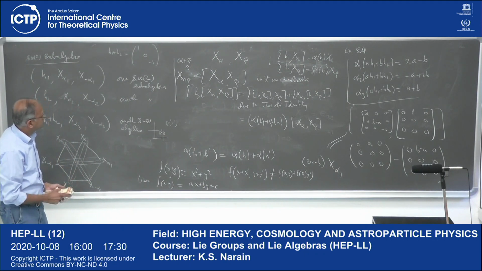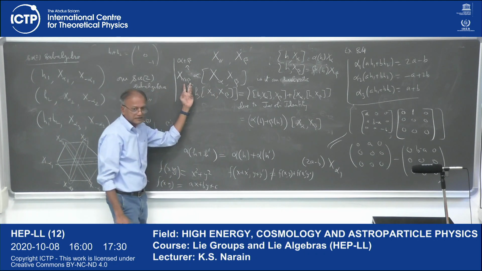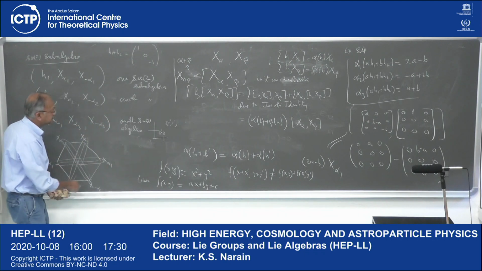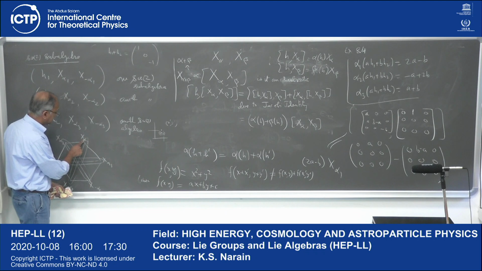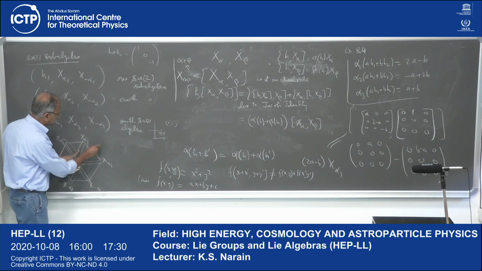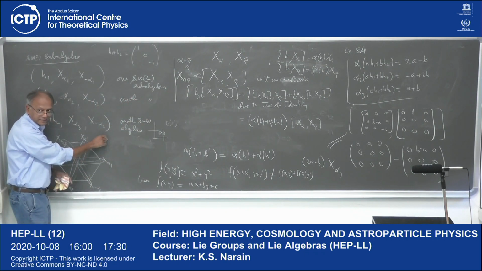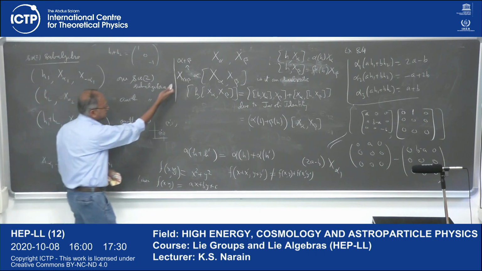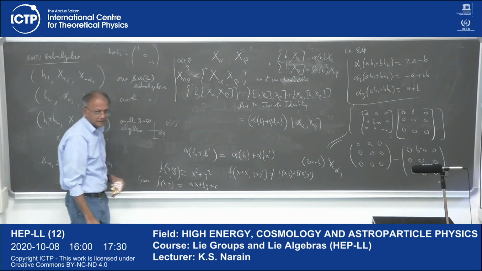But of course, it could be that alpha plus beta is simply not a root, like in this picture here. If I take alpha equal to alpha 1 and beta equal to alpha 3, then if I add these two, I should get a point here. But that point simply doesn't exist. So that means the commutator would be 0.